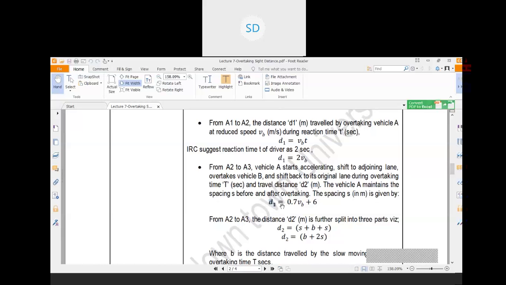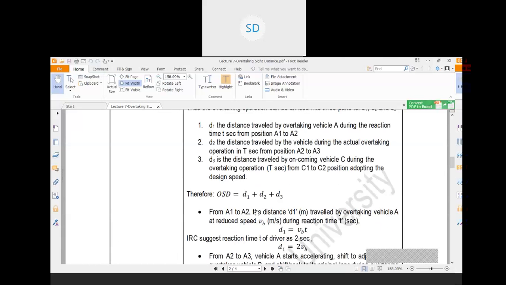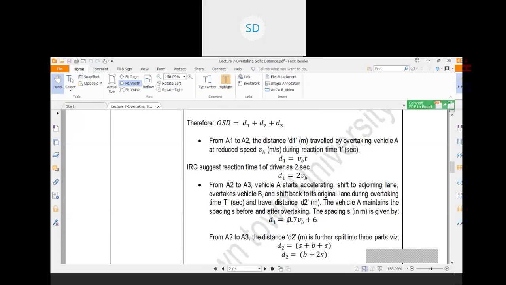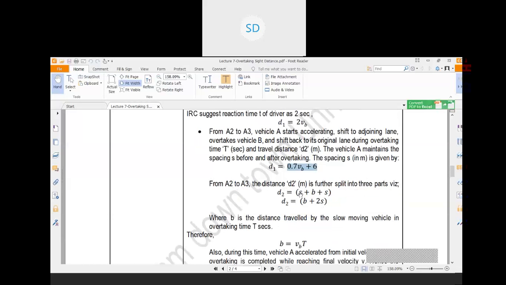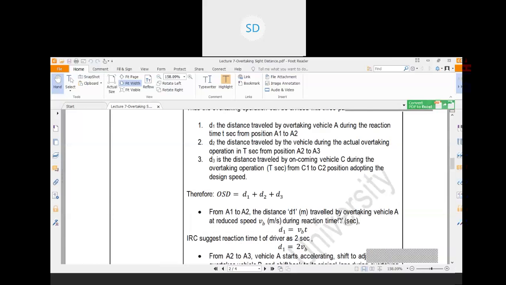So here spacing S equals 0.7 VB plus 6 meters. How does this formula arise? Basically this is an empirical formula suggested by IRC, so there is no derivation associated with it. So this is an empirical formula, 0.7 VB plus 6, and this is the spacing in meters. It is already discussed that your D2 is B plus 2S, because this is B plus S plus S, so B plus 2S is your D2 distance.